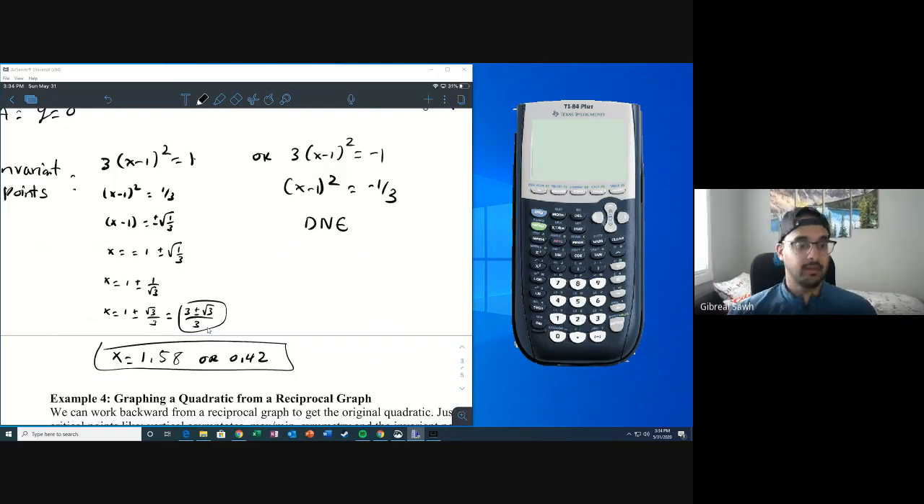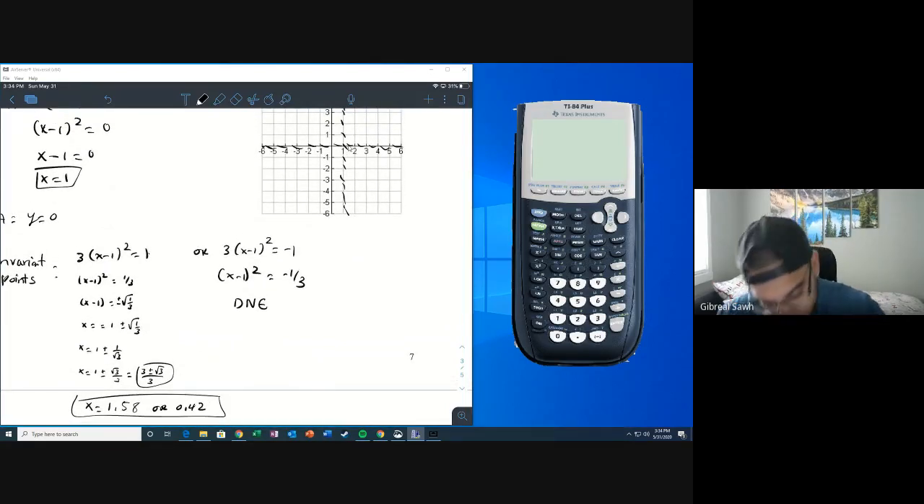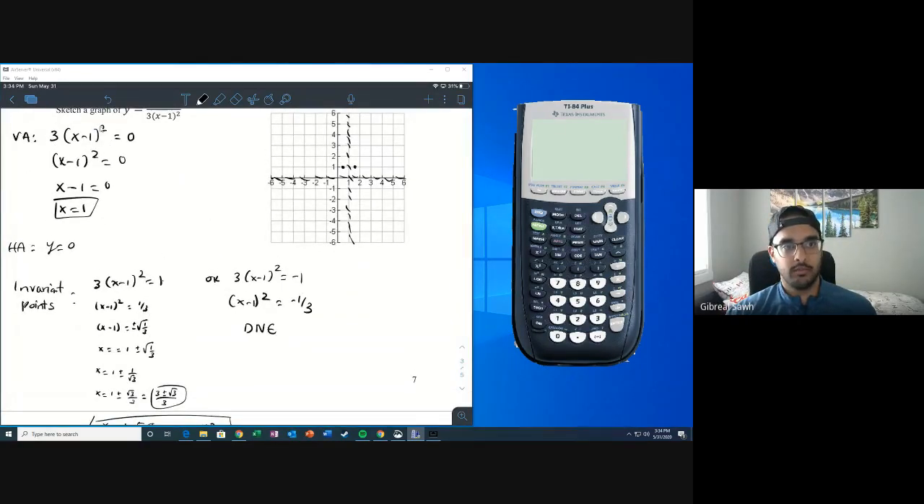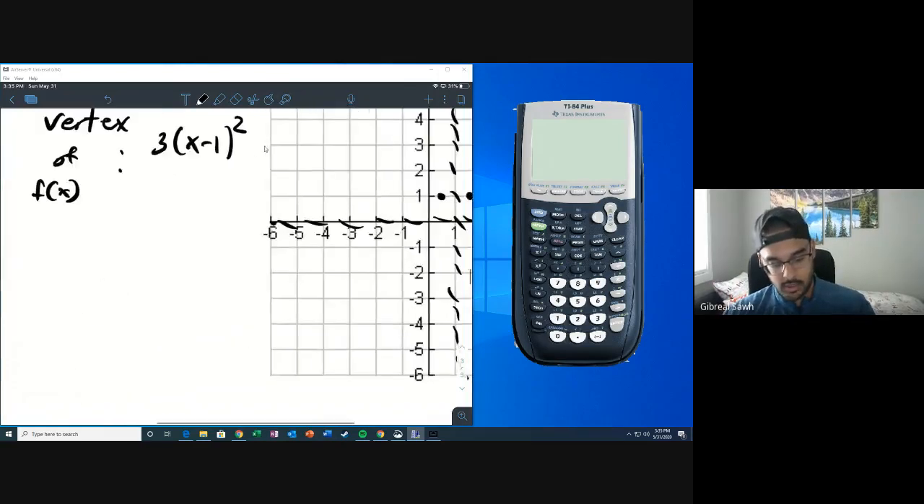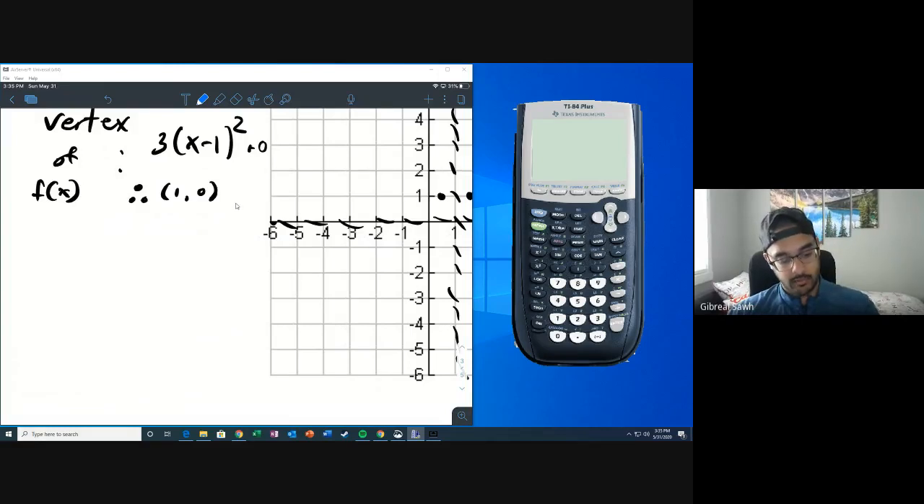So we'll go graph them, and again, this will be roughly, because it's a decimal, so either 1.58, and this is positive 1, so up above, and 0.42, and again, 1, so up above. Okay, so I've got my 2 invariant points. We can go find the vertex of this original one also, just to see. So let's do it up here. Vertex of f of x. Now that function is 3x minus 1 squared. Now there's no constant on the end, so essentially that's like saying it's plus 0. So my vertex then is 1, 0. Now, if we try to do the vertex of the vertex translated onto the reciprocal graph, so let's translate to reciprocal.